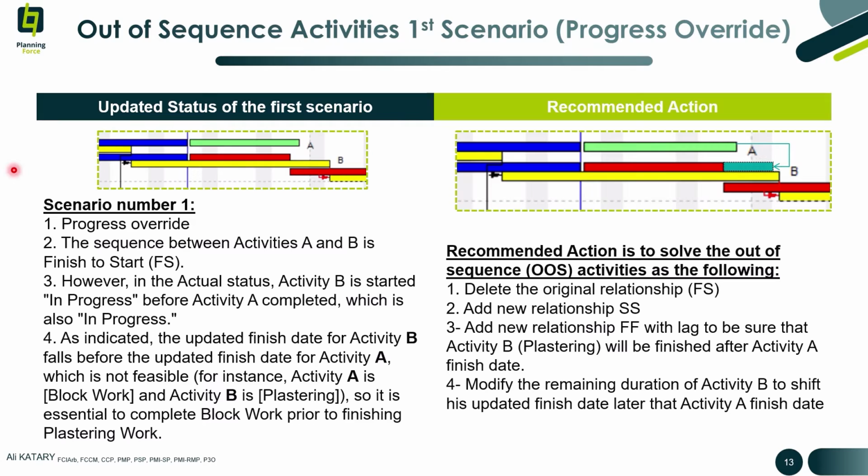The first scenario, we use progress override in updating the timeline. As shown here, the original relationship between activity A and activity B is finish to start. However, activity B started and is in progress before the completion of activity A. That means activity B is an out of sequence activity. But according to the original relationship in the baseline, activity B should be completed after the completion of activity A.